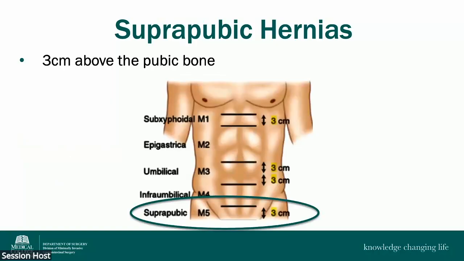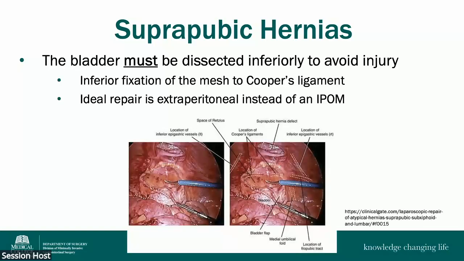So suprapubic hernias are the lower M5 abdominal wall midline hernias, about 3 centimeters above the pubic bone. The most important thing about a suprapubic hernia is that the bladder must be dissected inferiorly to avoid injury, and that you have to have your inferior-most point of fixation be Cooper's ligament. So this truly should not be performed in an IPOM position. There's a lot of increased risk of injury to the bladder, and so the ideal repair for a suprapubic hernia pretty much universally is an extraperitoneal repair instead of an IPOM.